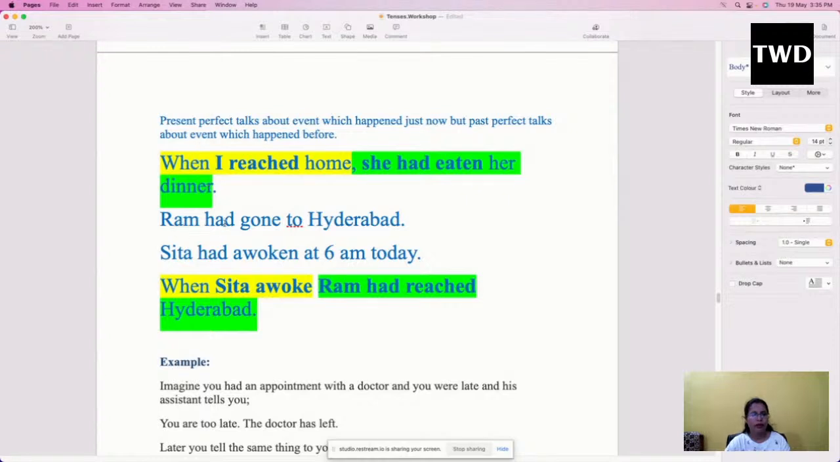Next question, we have got two clauses here. Ram had gone to Hyderabad. Sita had awoken at 6 a.m. today. So, how can we join it and frame it under past perfect tense? It is: when Sita awoke, Ram had reached Hyderabad. So, first of all, Ram reached Hyderabad and then Sita got up in the morning.